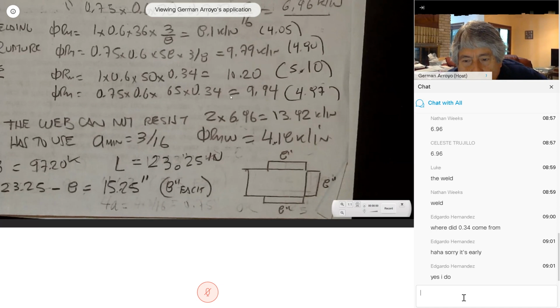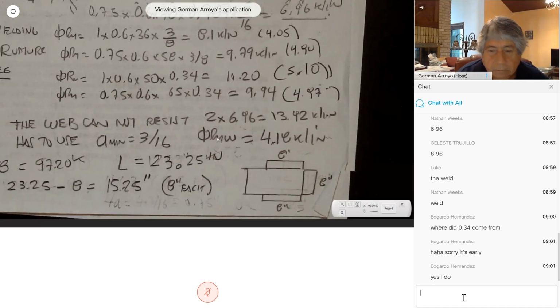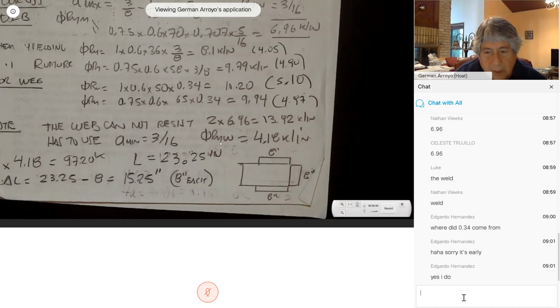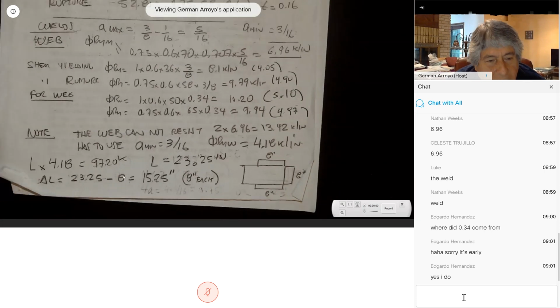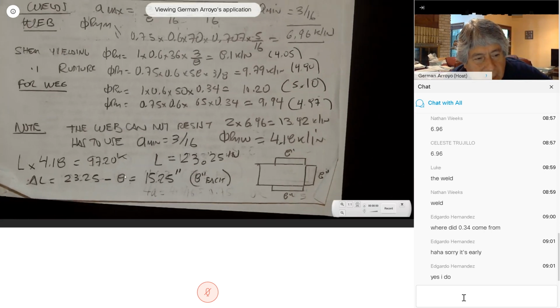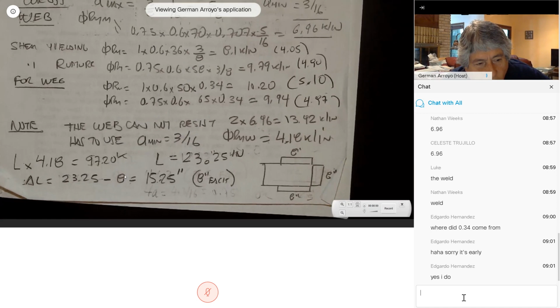Any question up to this point? So you understand that I had to change the size of the weld because that web is going to fail. So I decided to go with the minimum. And now, look, total length times 4.18, 97.20. Where does that 97.20 come from? I'm doing the web.